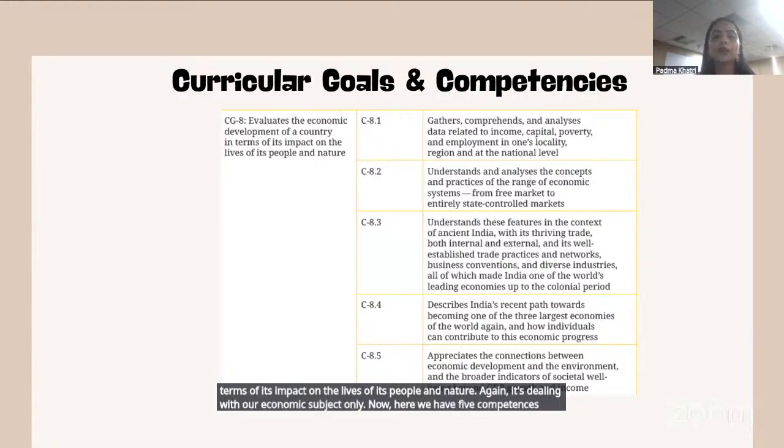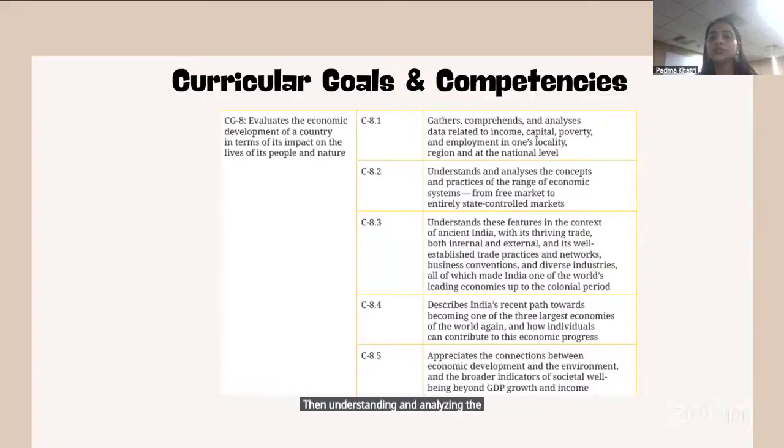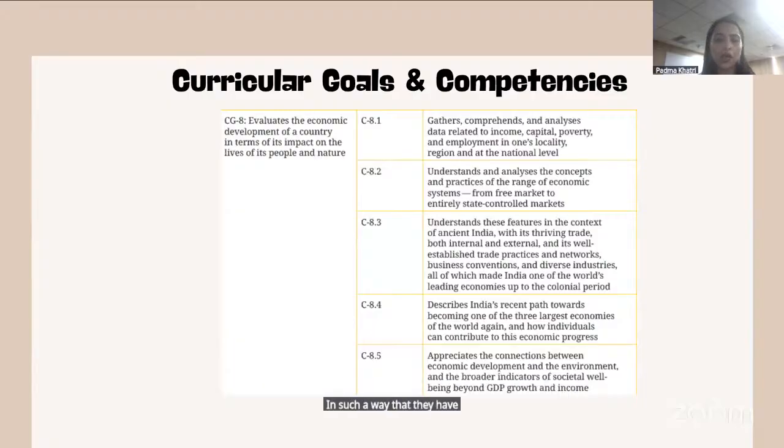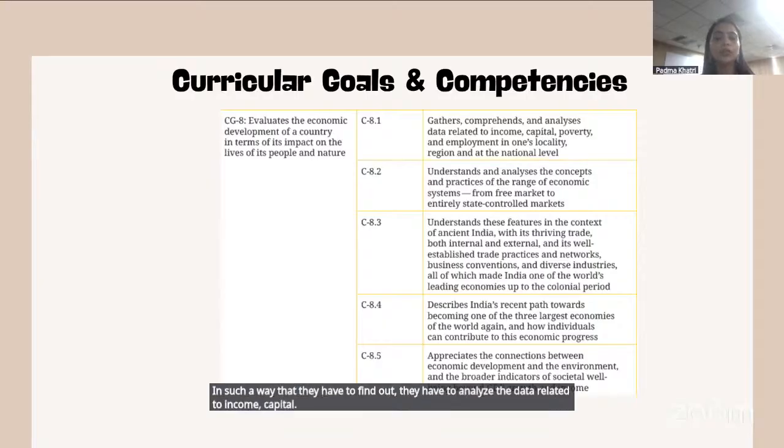The very first is about gathering, then understanding and analyzing the data related to income, capital, poverty, and employment in one's locality, region, and at the national level. So here you can see the focus is on their immediate environment. The students will be asked to find out and analyze the data related to income, capital, poverty, or employment, first of all, of their immediate environment, their particular state, region or locality, and then at the national level.